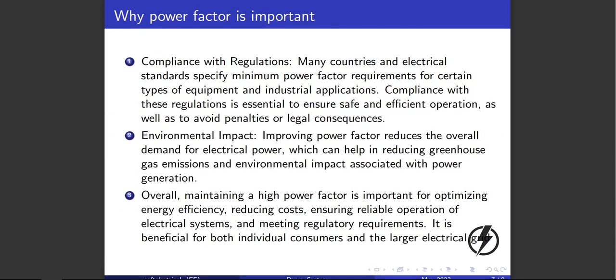5. Compliance with regulations. Many countries and electrical standards specify minimum power factor requirements for certain types of equipment and industrial applications. Compliance with these regulations is essential to ensure safe and efficient operation, as well as to avoid penalties or legal consequences. 6. Environmental impact. Improving power factor reduces the overall demand for electrical power, which can help in reducing greenhouse gas emissions and environmental impact associated with power generation.